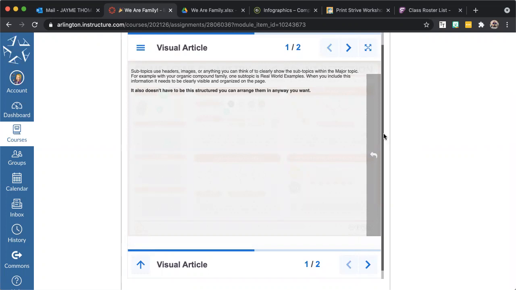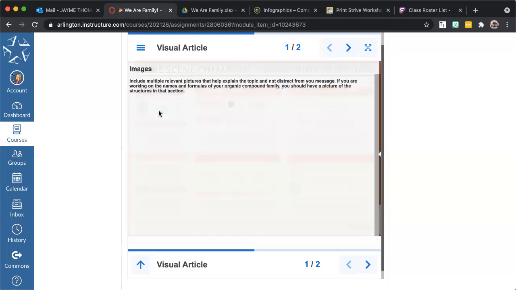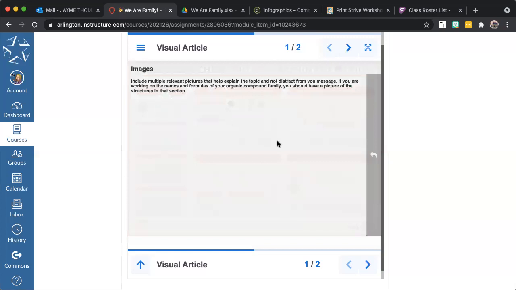So it doesn't have to be structured exactly like this example on this page. You can arrange them however you want, but in general, it should have some type of organization to it, okay? You should have images, okay? Because on your directions, I told you guys that you have to have chemical structures for your functional group family, okay? And then you might also include something that maybe relates to the real world examples, okay?